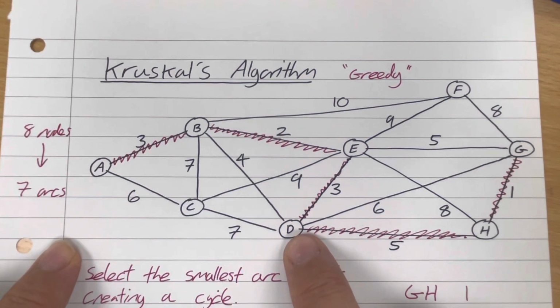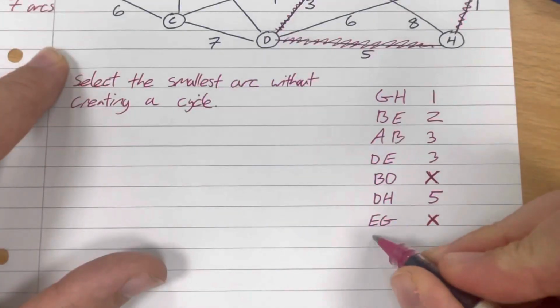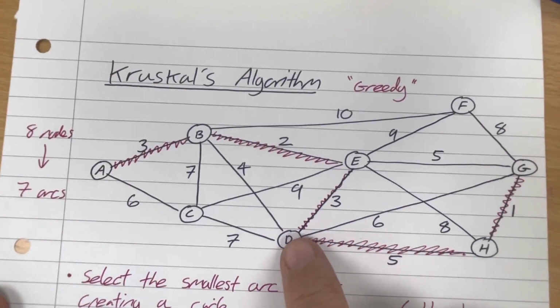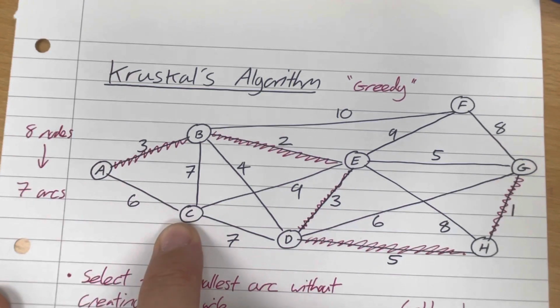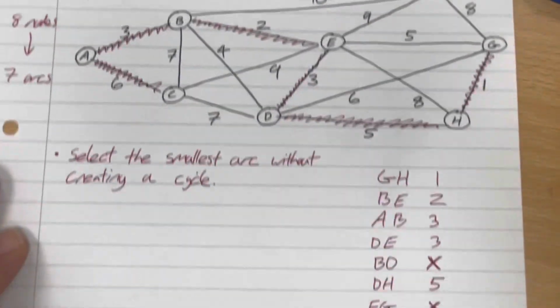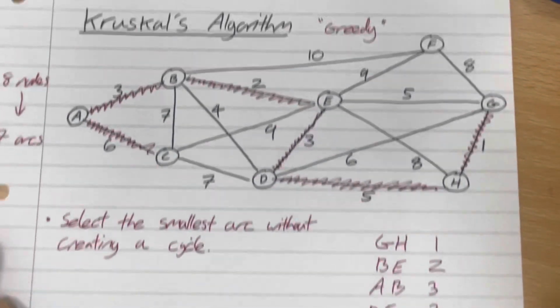There's a 6 here, DG, but that's going to be rejected because that's going to give me a cycle. So DG, I'm rejecting that one. There's a 6 over here, AC. Now that's good because C is not part of my tree, so I'm just going to choose that arc there. So AC gets chosen next.